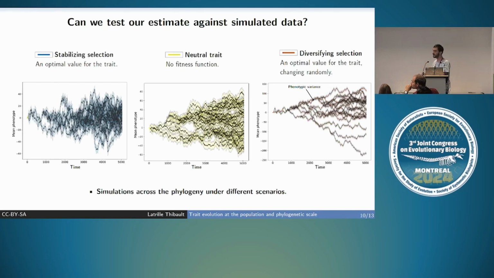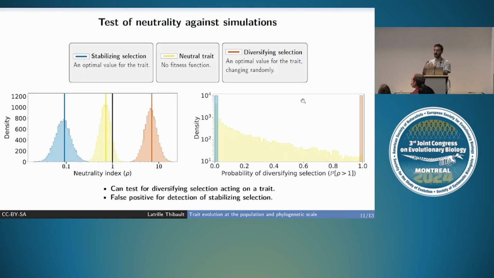And so you want to do that for different scenarios. The neutral trait, where there's no fitness effect, whatever your trait is. In case of stabilizing selection, there is one optimal value all across the phylogeny. And on the right-hand side, a case of diversifying selection, where the optimal trait value is changing all along the phylogeny.